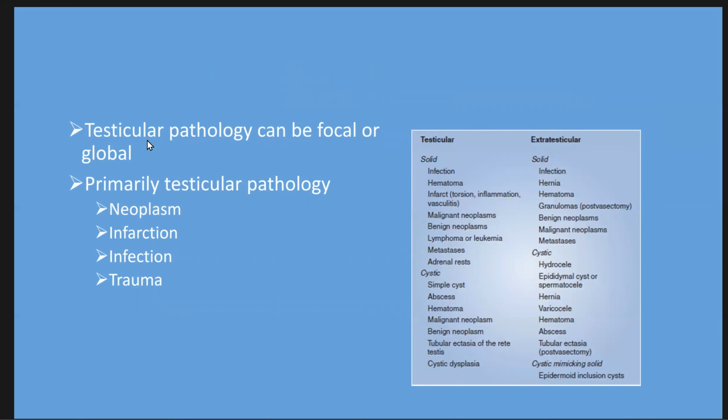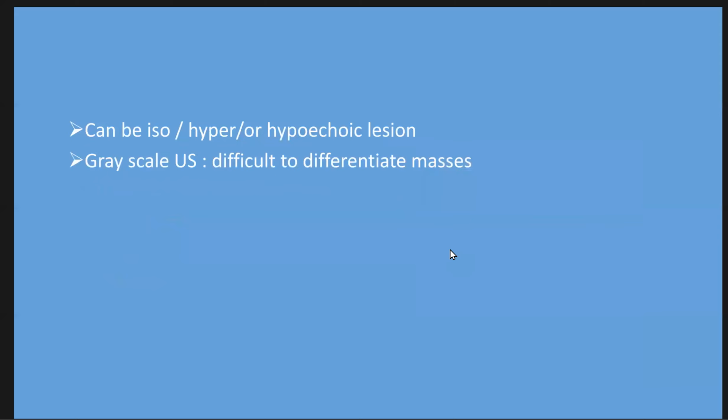As we know, testicular pathology can be focal or global, and primary testicular pathology can be due to neoplasm, infarction, infection, or trauma. Testicular masses can be solid or cystic, and can be hypo- or hyperechoic regions. On grayscale ultrasound, they cannot be differentiated.